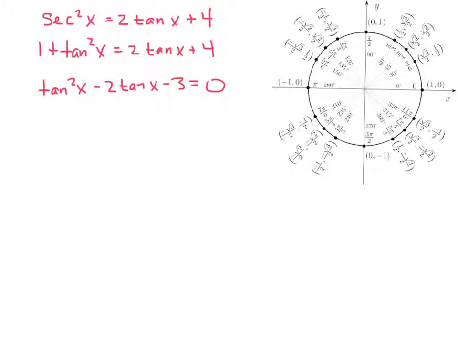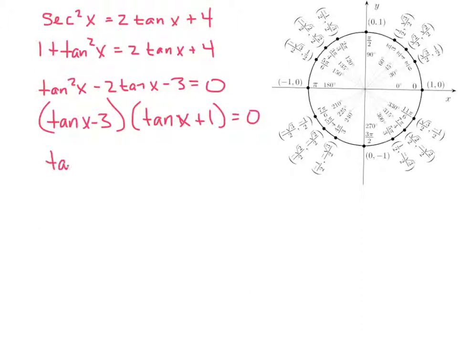Well, this is much easier to factor because I don't have any term in front of this tangent squared x. So the two numbers that multiply to negative 3 and add to negative 2 will give us (tangent of x minus 3) times (tangent of x plus 1) equals 0. So we set each factor equal to 0 and solve. We have the tangent of x equals 3, and the tangent of x equals negative 1.